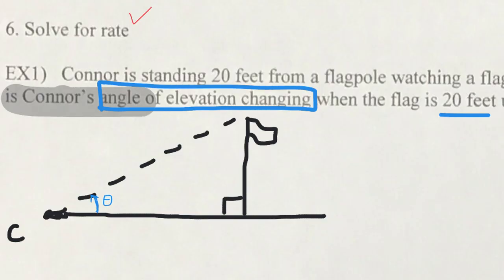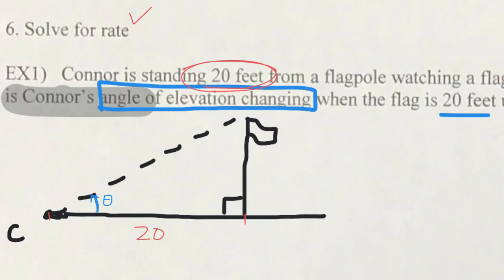So what's constant? Connor is 20 feet from the flagpole. So that's our ground distance. From Connor to the flagpole is 20 feet. He's not getting any closer to the flag. He's not getting any farther away from the flag. He is standing still. So then what is changing?